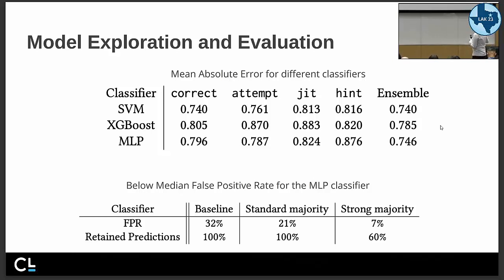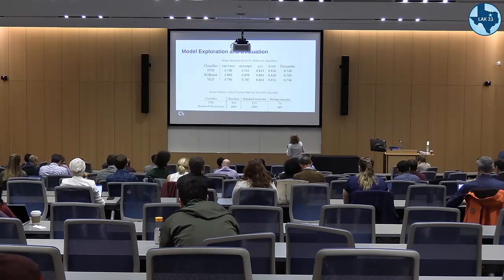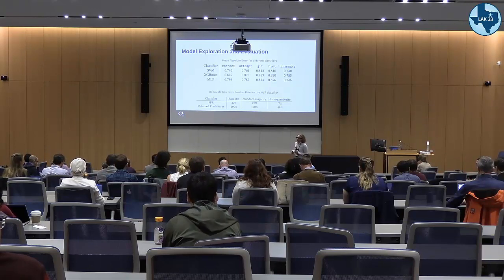The standard majority as a set was the ensemble here. And then the strong majority here was we only took predictions when 3 or more, so 3 or 4 of those predictors, were weak. And we threw away all the other predictions, which can be useful if your goal is to have high quality predictions, but not necessarily to be able to predict on all of the students in the sample. And so we achieved down to 7% false positive rate on that.